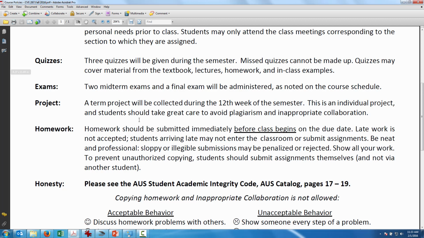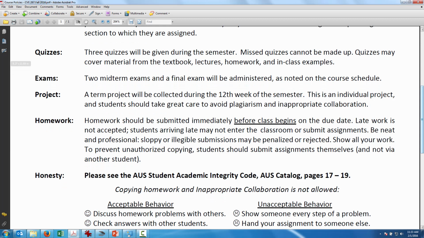For what you do submit, you should be neat and professional, meaning that sloppy or illegible submissions are going to be penalized or rejected. You should show all of your calculation steps and show all of your work. And you shouldn't hand your assignment to another student to turn in, because that can lead to unauthorized copying. And there have been cases in the past where one student didn't necessarily know that another student was copying their assignment, but then both of them were in some hot water for cheating because the second student copied the first one's assignment. So to avoid that, just keep track of your own work and don't let other people take it.